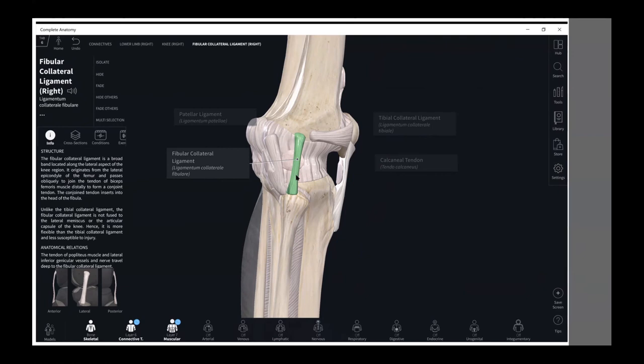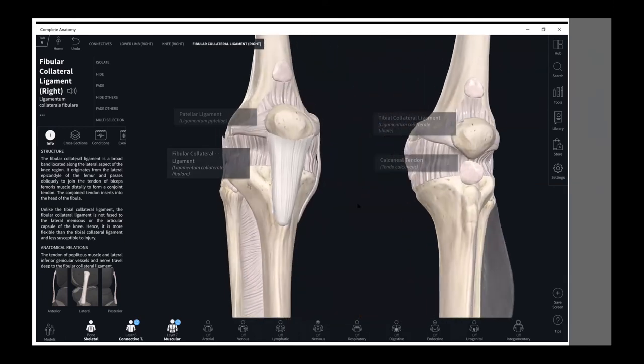Unlike the tibial or the medial collateral ligament, the fibular collateral ligament is not fused to the lateral meniscus or the articular capsule of the knee, hence it is more flexible than the tibial collateral ligament and less susceptible to injury.